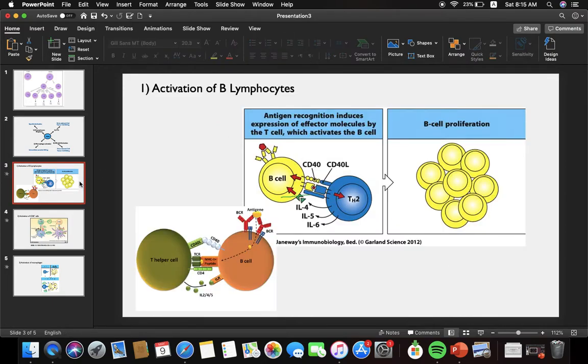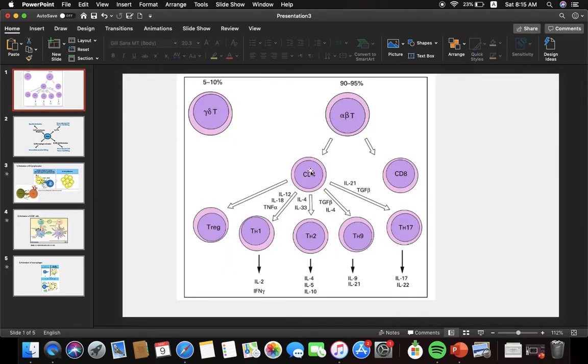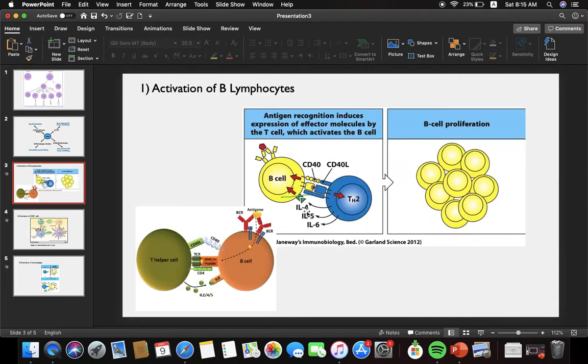So you can see this picture. Basically, first of all, if you remember, this is Th2. The CD4 cell, having encountered interleukin 4 and interleukin 33, will be converted to Th2. Th2 will secrete 4, 5, 10 and 6 also. So 4 and 5 and 6.